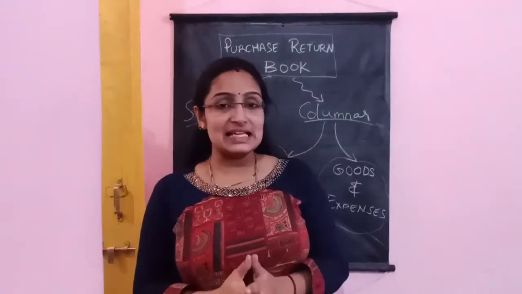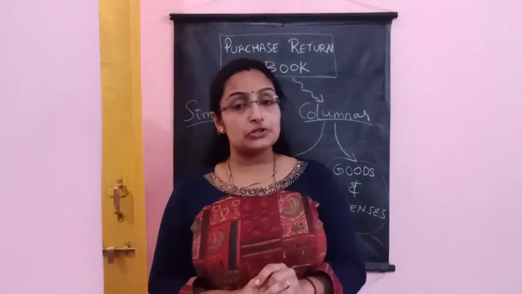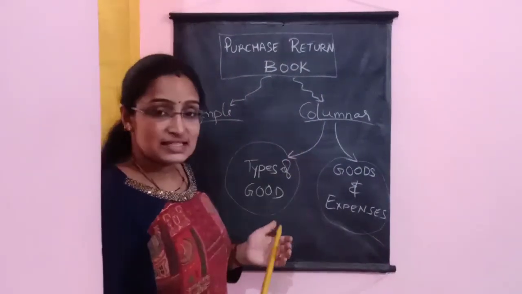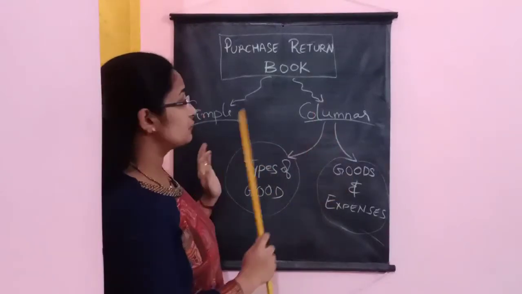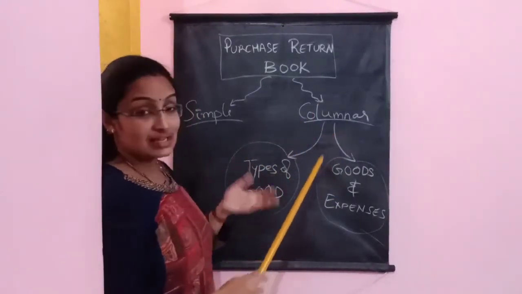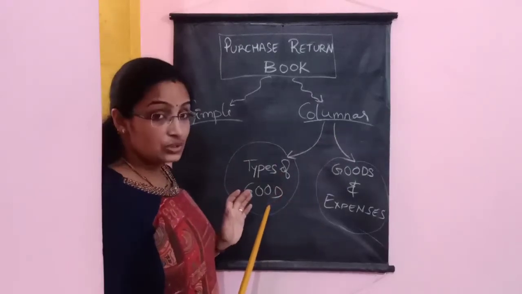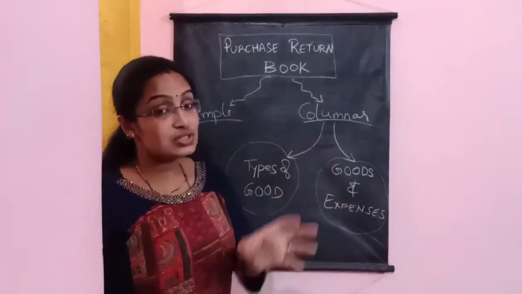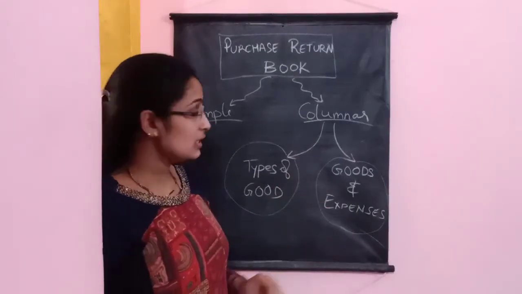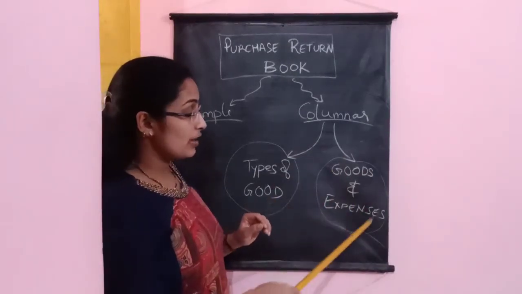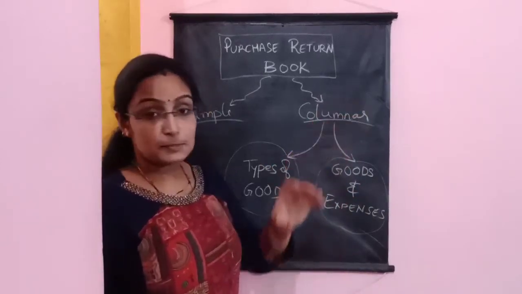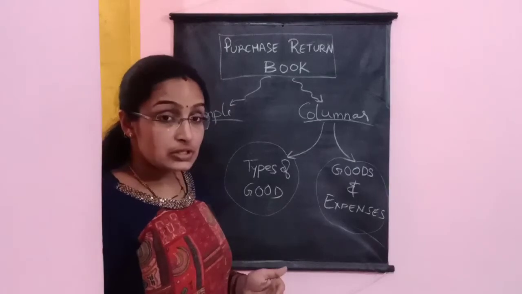Now let's see the types of preparation of the purchase return book. Here it is the same as the purchase book. We have two types, the simple one and the columnar. The columnar is again divided into types, where various types of goods are bifurcated in the amount columns, then a total amount is written. And in the other type, where goods and expenses are written, the expenses are bifurcated under the amount.